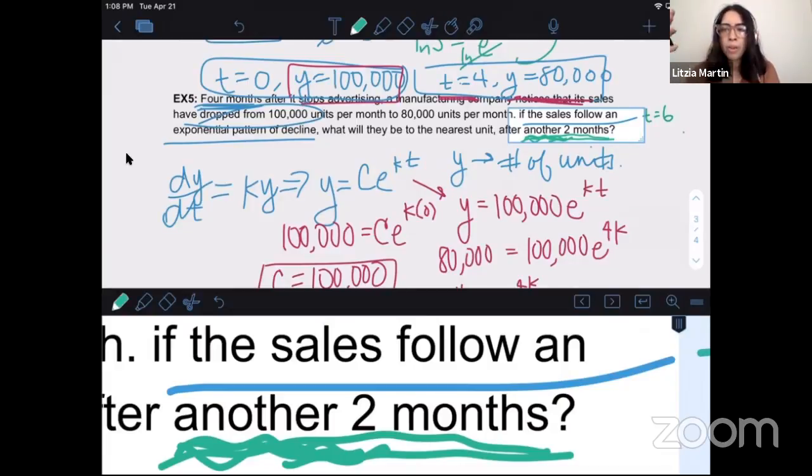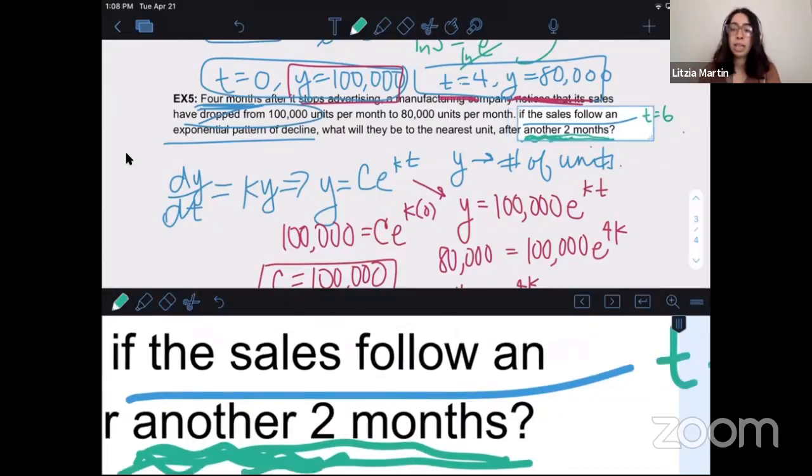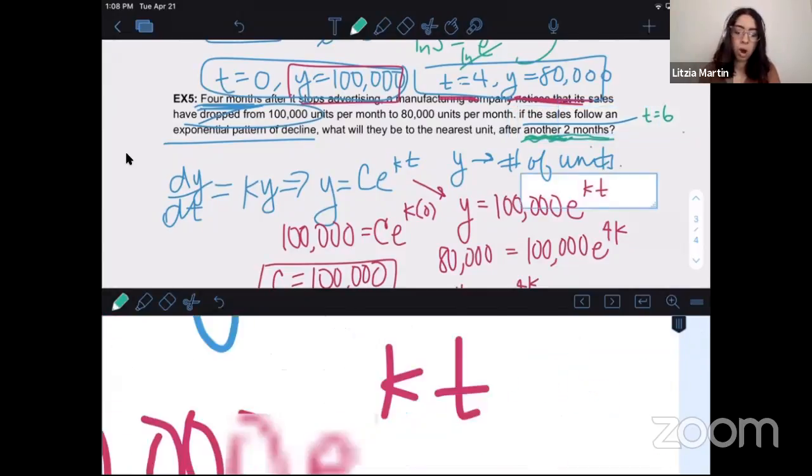Since we're already at 4 months, we already know what happened after 2 months, right? Technically, if you're thinking logically, like if this was a real life situation, why would you need to know? You can just look at the data and see, oh, after 2 months, this is where we're at. But we want to know after another 2 months what we're going to have. So when t is equal to 6, we want to know what y is going to be.